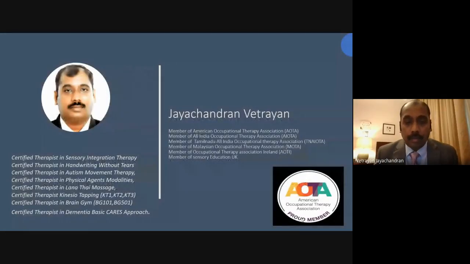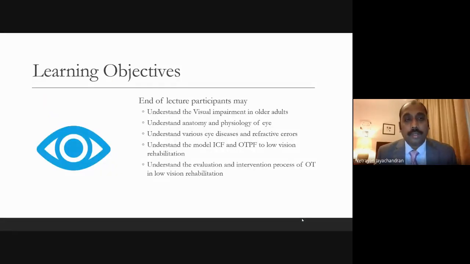This is a short profile. Mrs. Reema has already introduced this, and I have a few memberships related to different associations in different parts of the world. Today's learning objectives: we are going to learn about visual impairment in older adults, study the anatomy and physiology of the eyes, various eye diseases, and what we mean by refractive errors. We will understand how to implement the ICF model and the Occupational Therapy Practice Framework in low vision rehabilitation, and understand the evaluation and intervention process for low vision rehabilitation. This is the objective we are going to achieve at the end of the lecture.